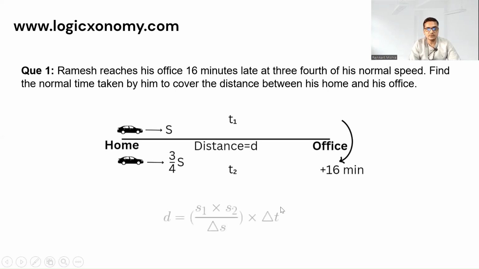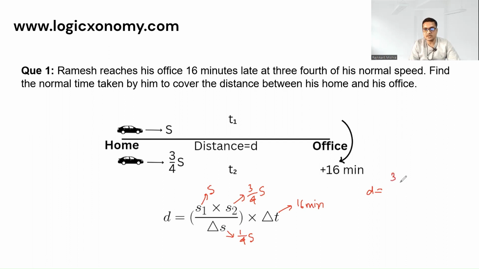In method 1, we use this formula d is equal to s1 s2 by delta s into delta t. Here, s1 is equal to s, s2 is equal to 3 by 4 s, delta s is equal to the difference of speed, s minus 3 by 4 s, which is equal to 1 by 4 s, and delta t is equal to 16 minutes. Now d is equal to 3 by 4 s into s, which is 3 by 4 s square, by 1 by 4 s into 16 minutes.